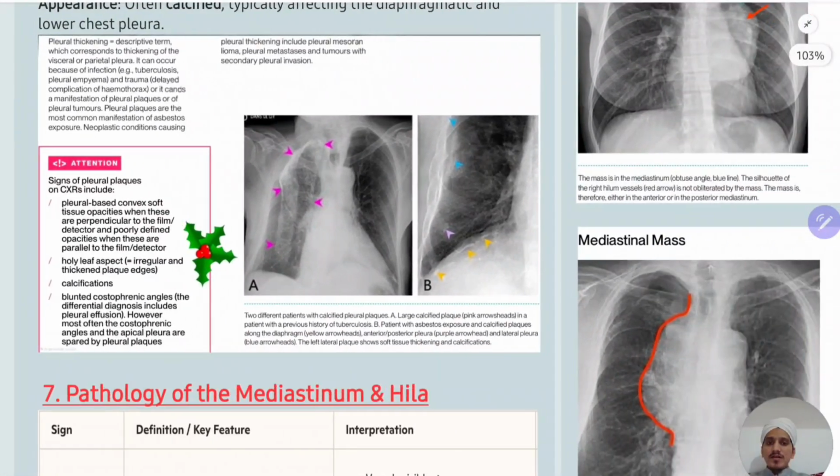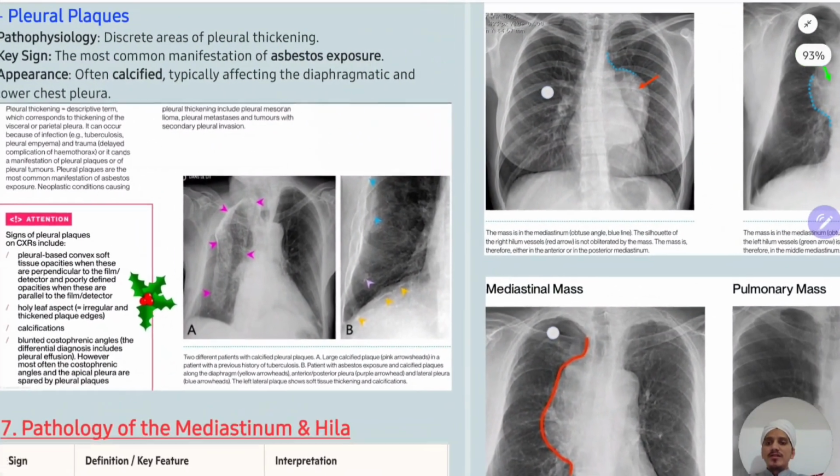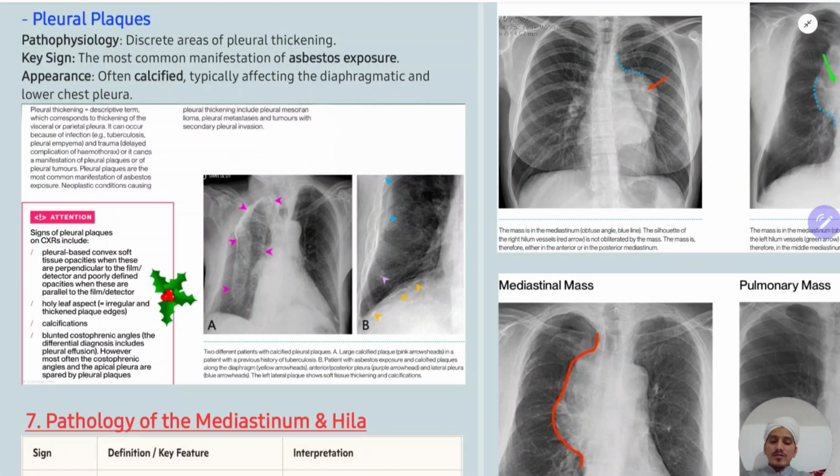Okay, so by this we complete the topic of pleural pathologies. So from the next video we will continue about the pathology of mediastinum and hila. Thank you for your listening.